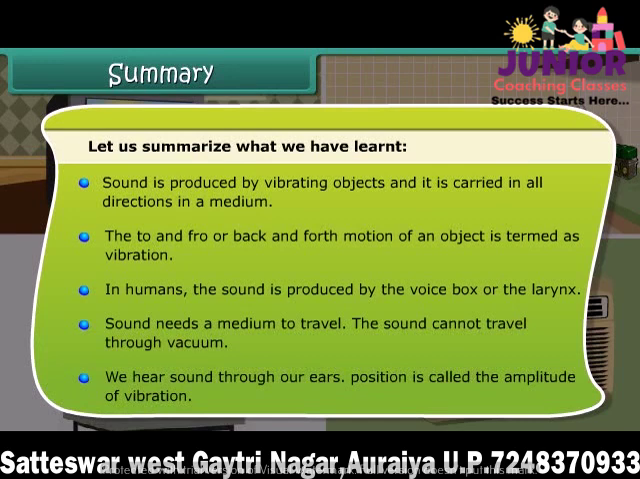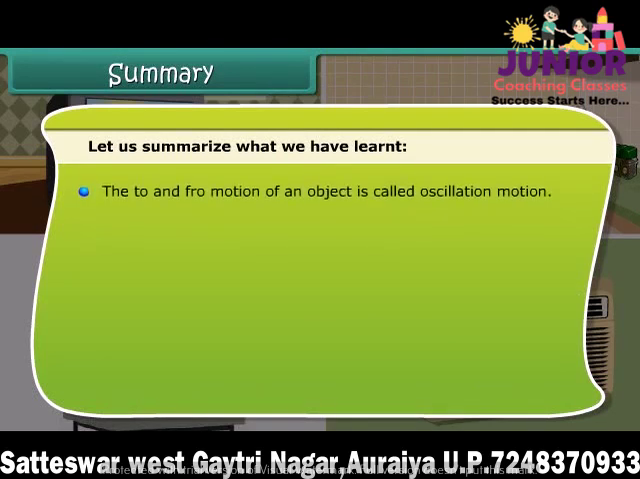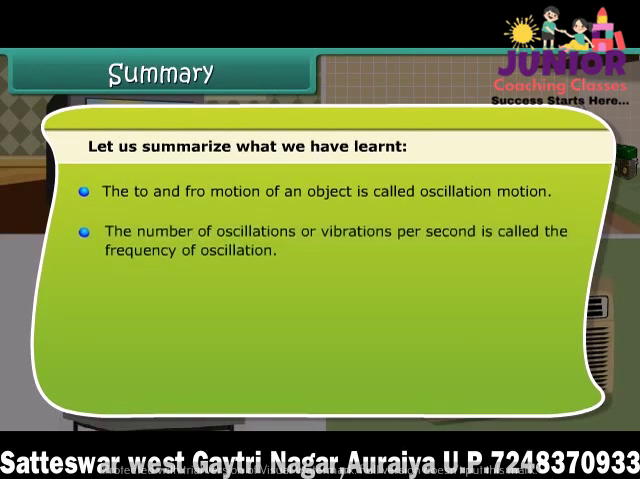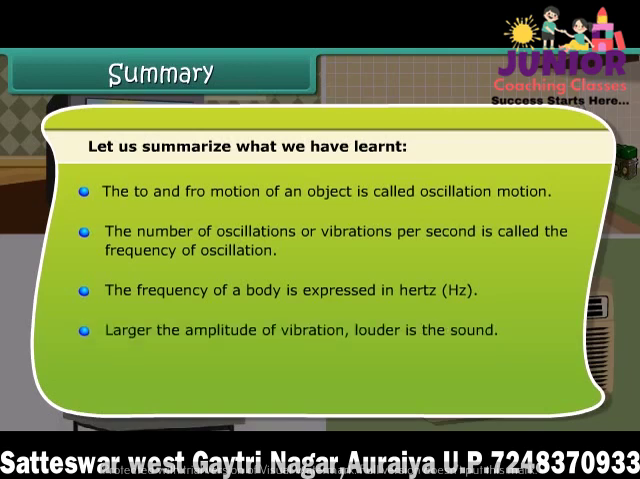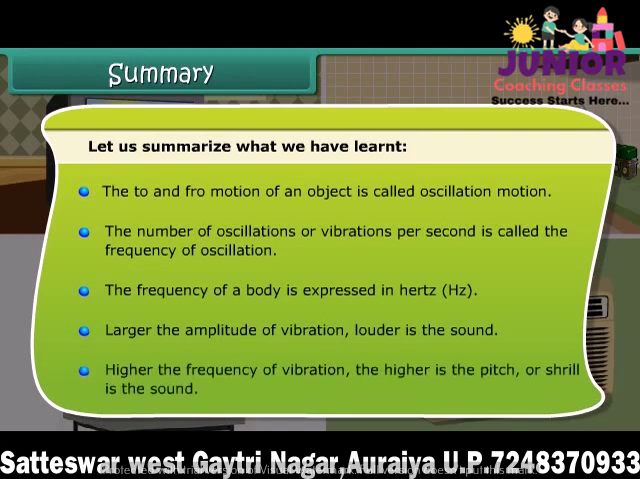Position is called the amplitude of vibration. The to and fro motion of an object is called oscillatory motion. The number of oscillations or vibrations per second is called the frequency of oscillation. The frequency of a body is expressed in hertz. Larger the amplitude of vibration, louder is the sound. Higher the frequency of vibration, the higher is the pitch or shrillness of the sound.